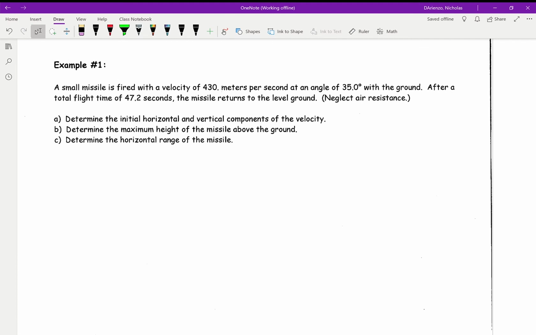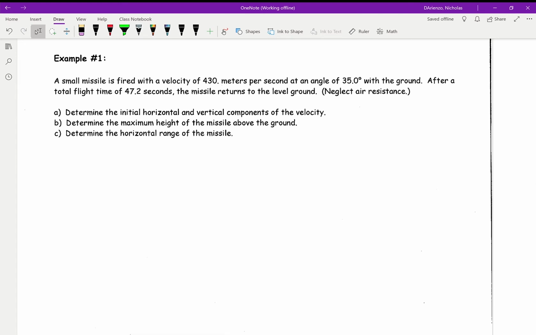So we'll look at a first example here. Small missiles fire with a velocity of 430 meters per second at an angle of 35 degrees with the ground. After a total flight time of 47.2 seconds, the missile returns to level ground, and we're going to ignore air resistance. So what I like to do first is to draw a simple sketch of what's happening here. I'm going to use my little cannon. There's a missile being fired out of here.